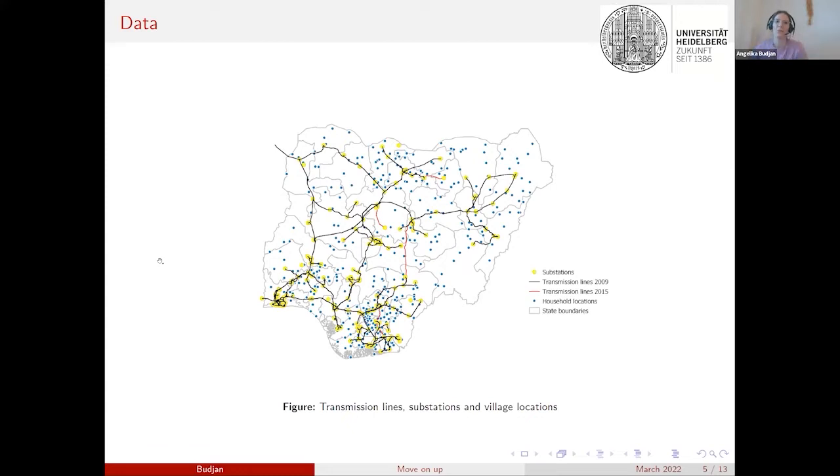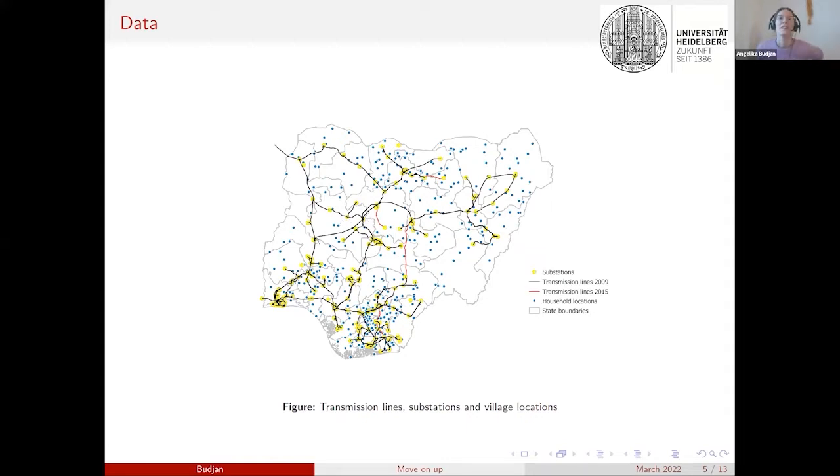And so for anyone who isn't really familiar with how the electricity infrastructure works, usually you have these large scale infrastructure, these transmission lines that transport high voltages over large distances, and they connect different substations that you can see here in yellow. And at the points of the yellow substations, the electricity is then converted to lower voltages and fed into a distribution grid that then connects the households to the grid.